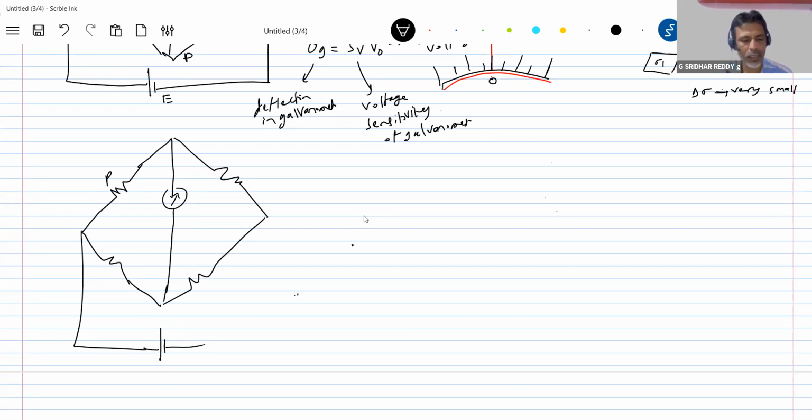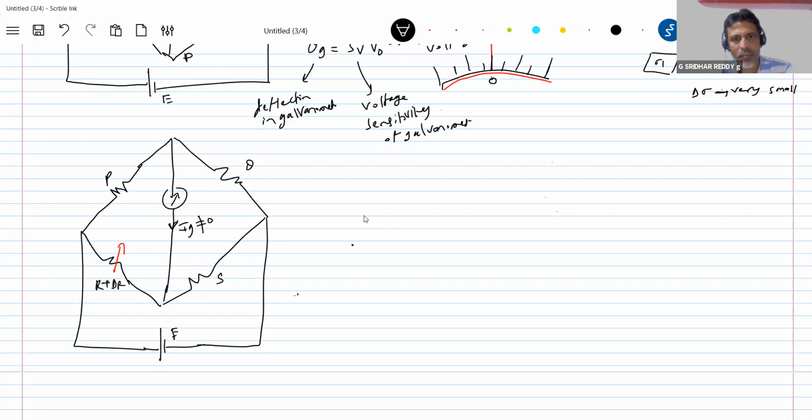So this is what we have, P, Q, this R. Slightly, I'll make a change in R. What do we expect here now? So here the current through the galvanometer will be non-zero. Let's assume that. I'm going to change the value of R here. So definitely the current through the galvanometer will be non-zero. Means for a small change in R, if I'm able to notice some change in current through the galvanometer, then you can say the bridge is said to be more sensitive.